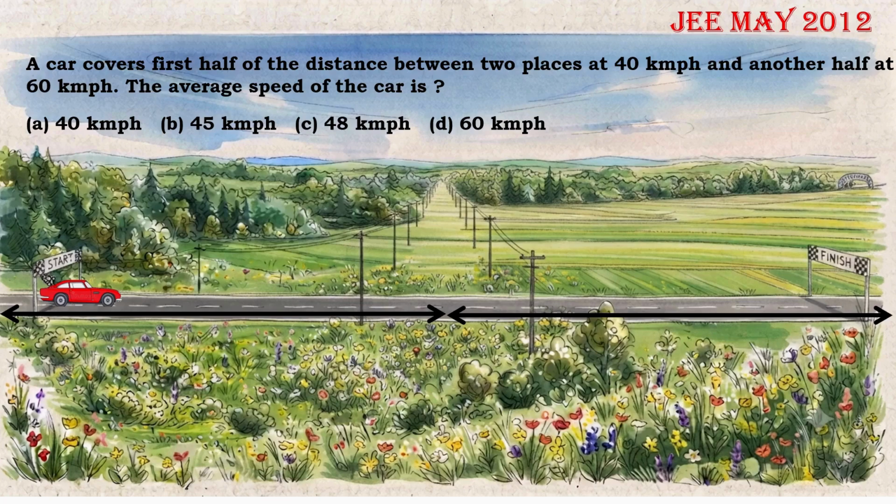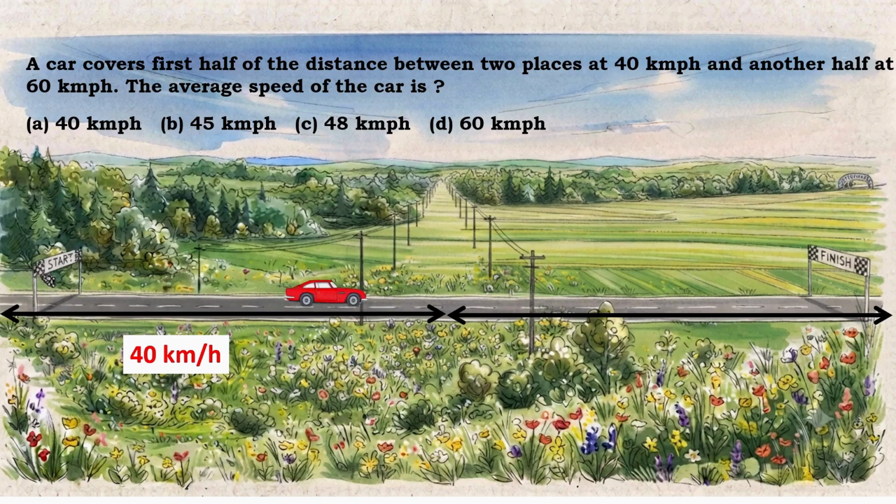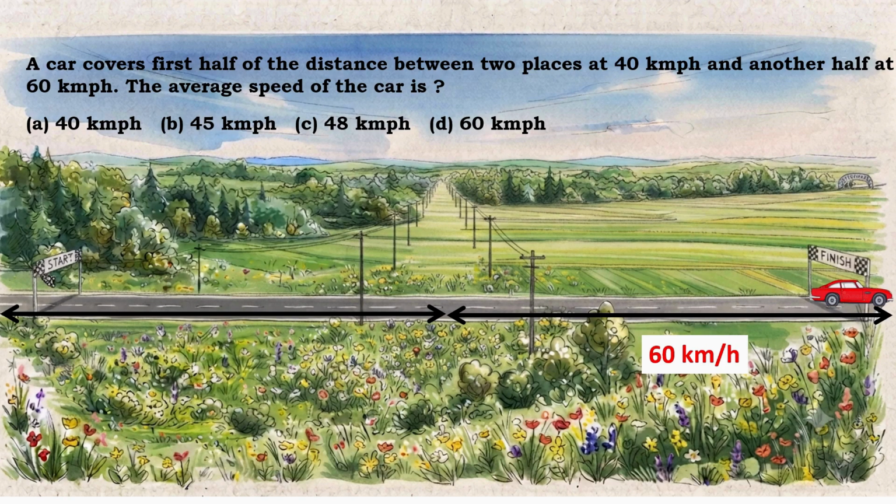This JEE question looks deceptively simple. A car travels the first half of the journey at 40 kilometers per hour, and the remaining half at 60 kilometers per hour. Now, here's the interesting part. If your first instinct is to say that the average speed is 50 kilometers per hour, then you've just made one of the most common mistakes in physics and in JEE.